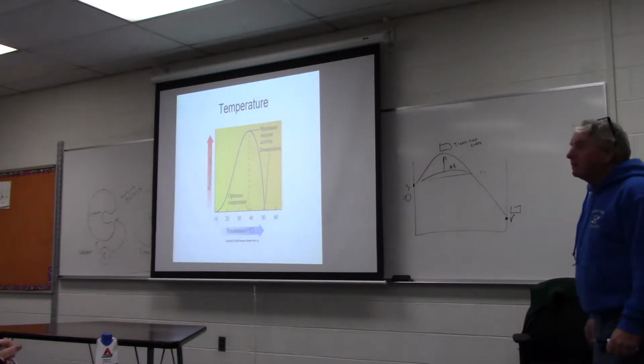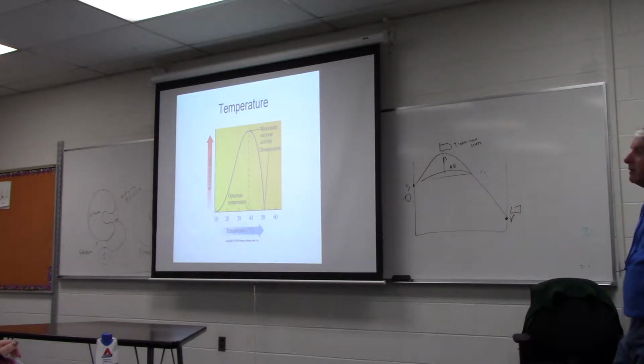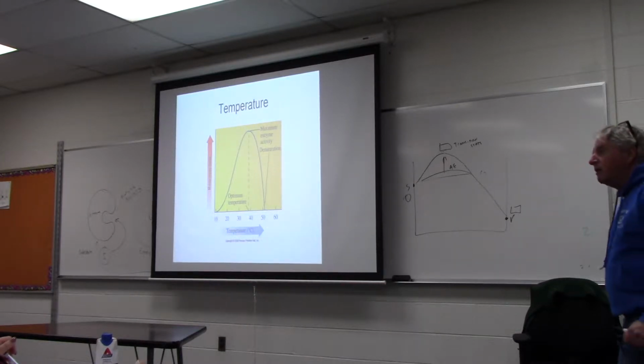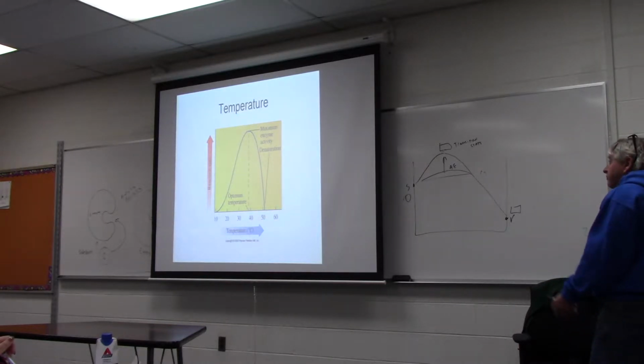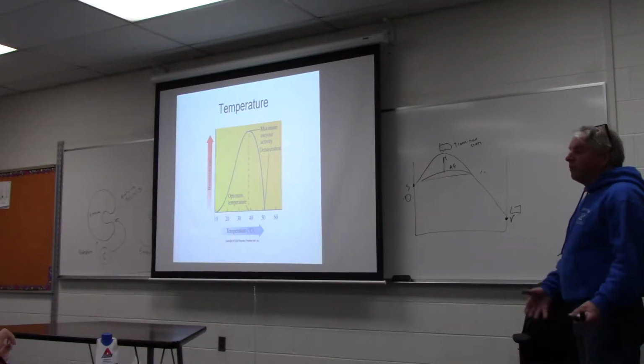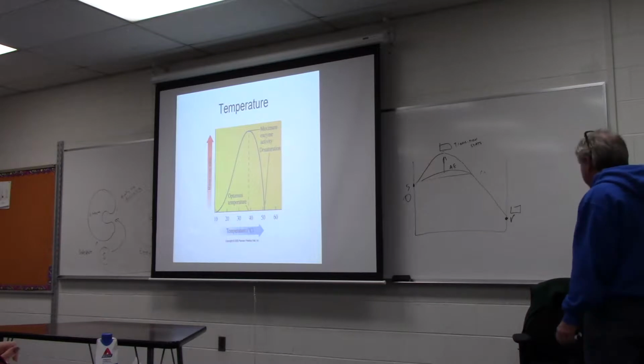Every chemical reaction has its own particular temperature to work at best. For instance, we need to have 98.6, 37. If it gets too hot, they fall apart. If it's too cold, they just get too stiff.